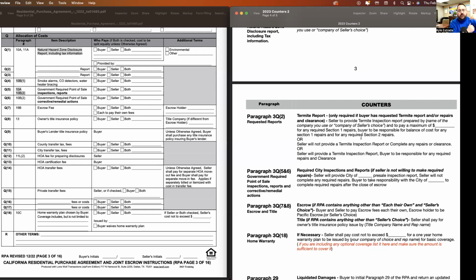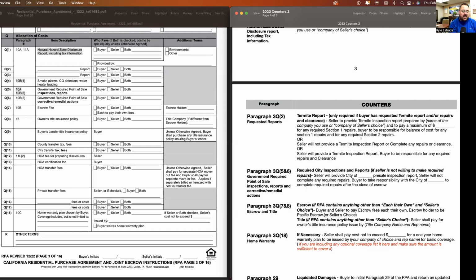This is only if it's requested. If nobody requests the termite, you don't have to counter this. But if the buyer requests the termite, even though I always tell you guys as buyers agents, please don't put that termite in there. Don't request it unless it's a VA and you have to. But if it's requested and you're the listing agent, you have three choices for the countering. We'll do it and cap how much we're going to spend on doing the report and repairs. We won't do any of it. Or we'll give you a report, but you're going to be responsible for the repairs.